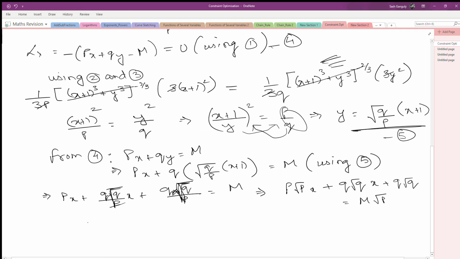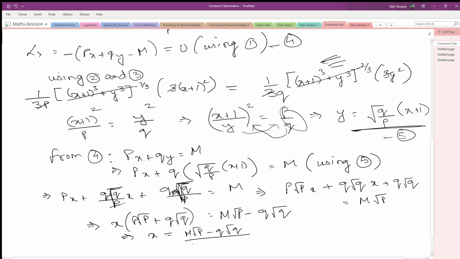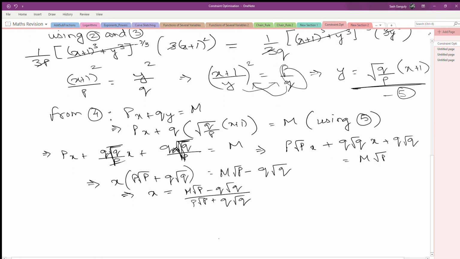Okay, so now if I take x common, then what do I get? I have p root p plus q root q, and that will be equal to m root p, and I'm taking this q root q on the right hand side, that will be minus q root q. This means that my x will be equal to m root p minus q root q upon p root p plus q root q, right? So it's a bit of a hustle, this question, but we eventually get x.